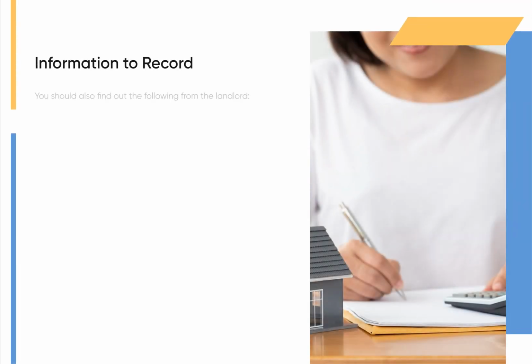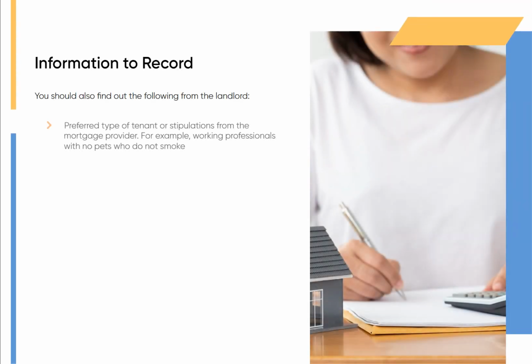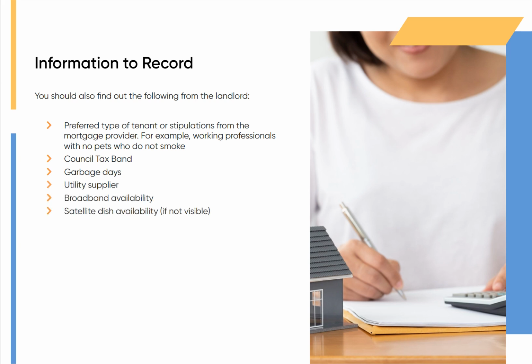You should also find out the following from the landlord. Preferred type of tenant or stipulations from the mortgage provider. For example, working professionals with no pets who do not smoke. Council tax band. Garbage days. Utility supplier. Broadband availability. Satellite dish availability, if not visible.